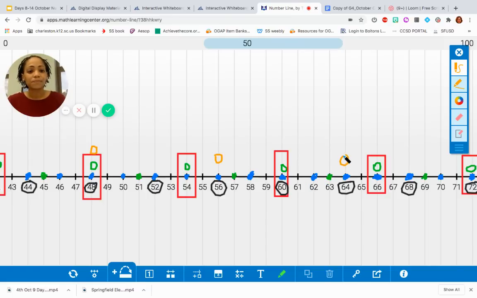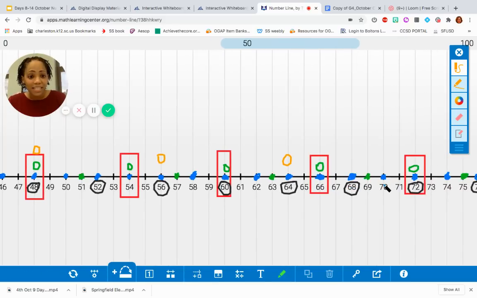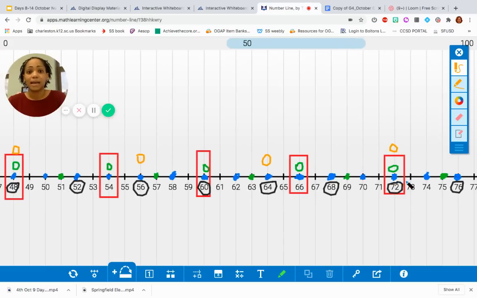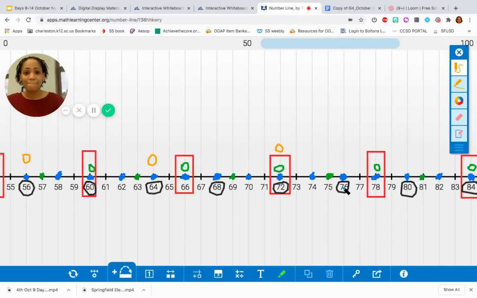64. Is that a multiple? We lose count. 1, 2, 3, 4, 5, 6. Nope, not a multiple. 71. 72 is a multiple. Yes. Anybody know what 8 times what equals 72? 8 times 9. You got it. So let's keep going.